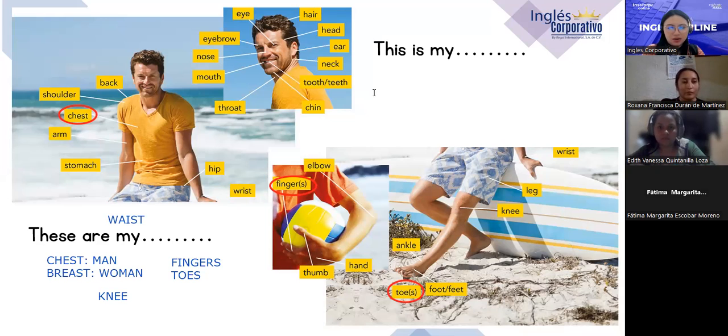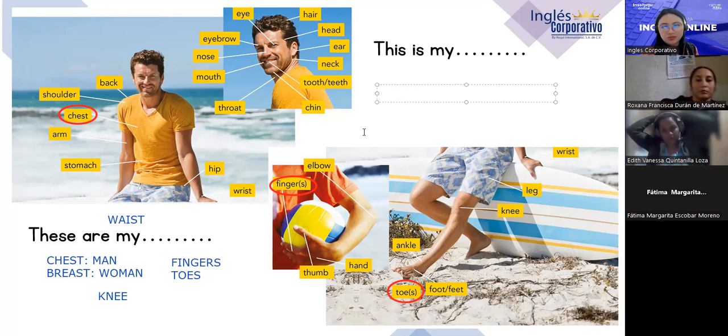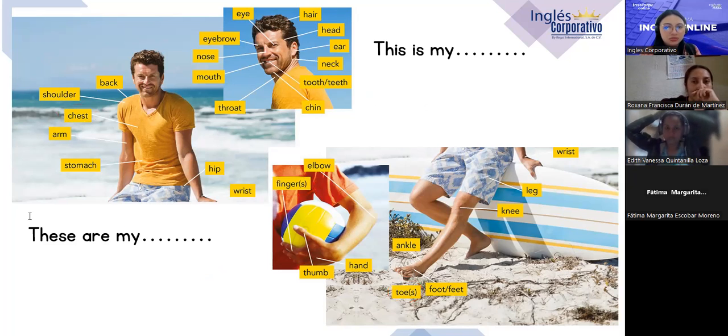También, tal vez esta, a lo que yo les decía. No vayamos a confundir estas dos, que son muy similares. Ankle, uncle. Son muy, muy parecidas. La parte del cuerpo es esta. Ankle, ankle. Tobillo. Y claro, hay muchas otras que no hemos agregado acá en esta imagen, pero que podemos también estudiarlas. All right. If you see, what do we need to do with this vocabulary?